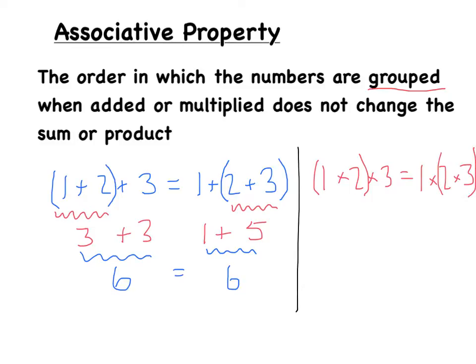Add in the parentheses. The first one that we would do on the left is 1 times 2. That's equal to 2. Bring down everything else, times 3. And then we would have 2 times 3. That is equal to 6. Now on the right side of the equation, we would have to do the inside the parentheses first due to order of operations. We would have 2 times 3. So that is equal to 6. Bring down everything else. Then we would have to do 1 times 6. 1 times 6 is equal to 6. So 6 is equal to 6.